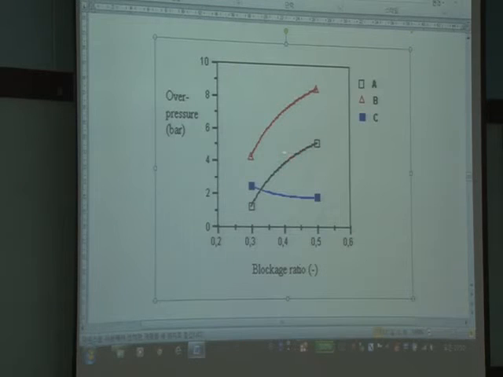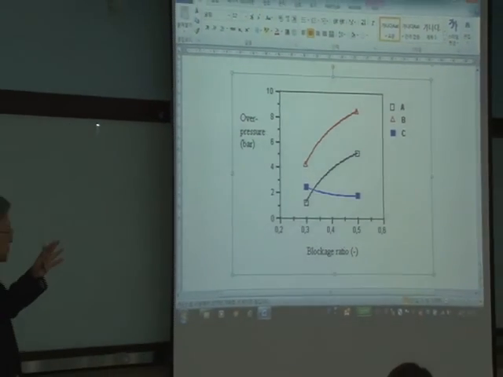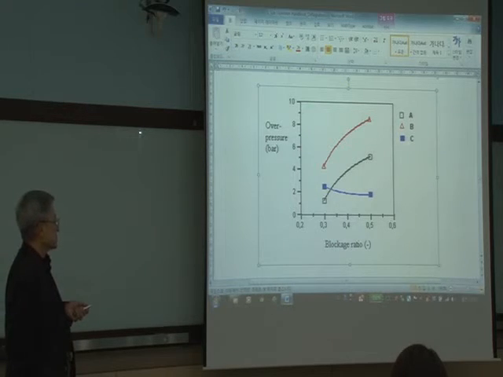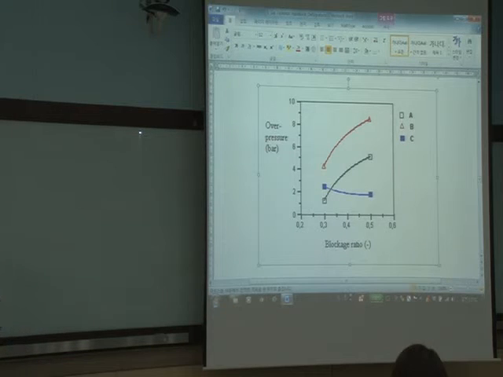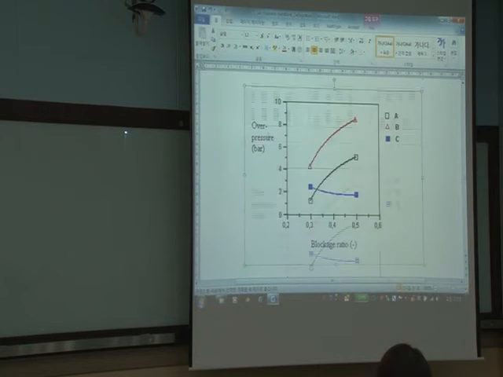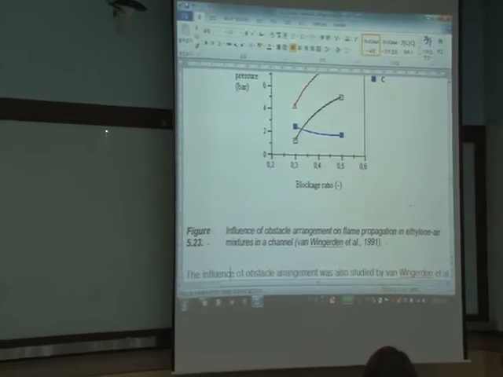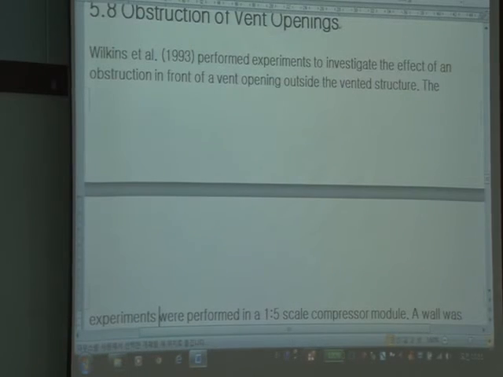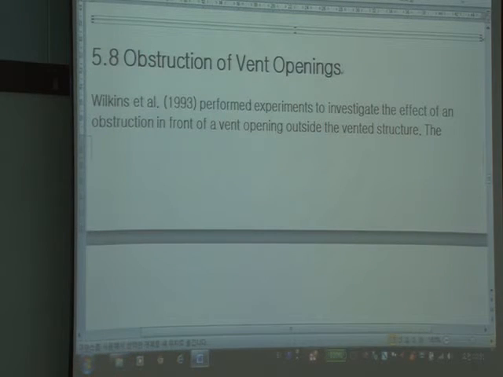In scheme A, the blockage is a more regular type. This is a little bit more of an irregular type. So the irregular type will generate a higher overpressure. This is interesting. This case is the absolute minimum right there. So shape and arrangement are affecting it. There are lots of good results shown.